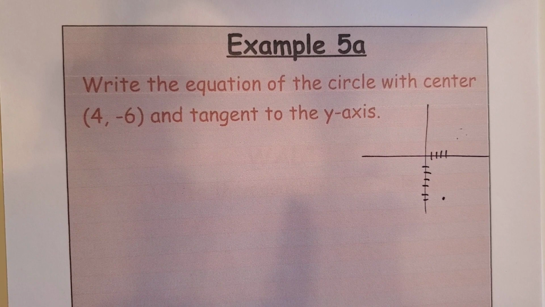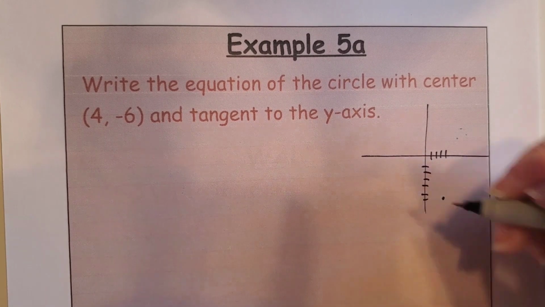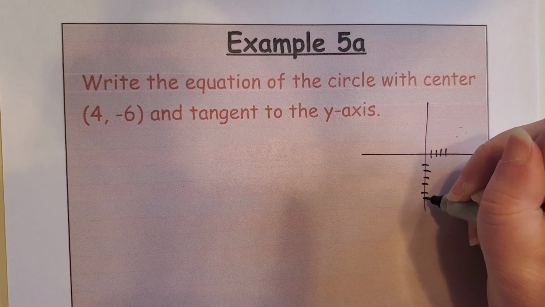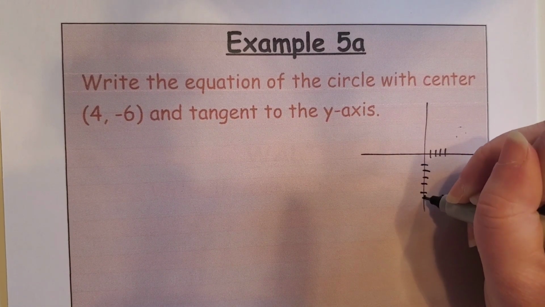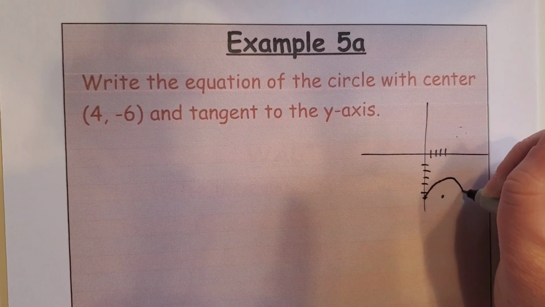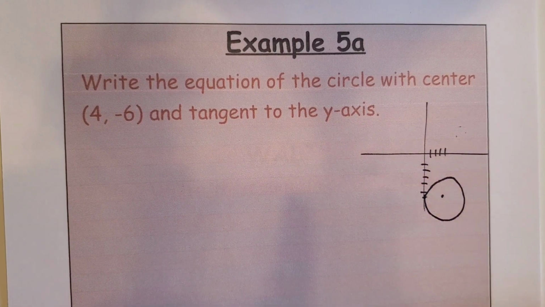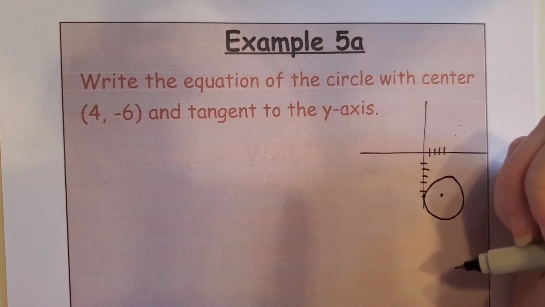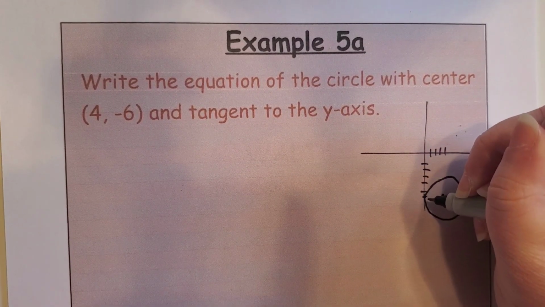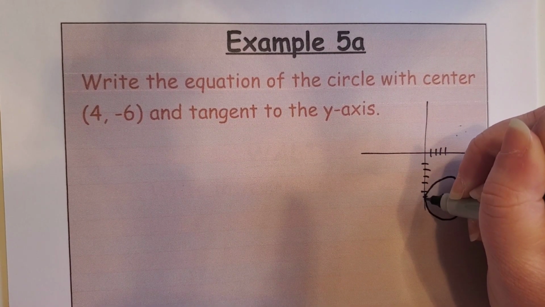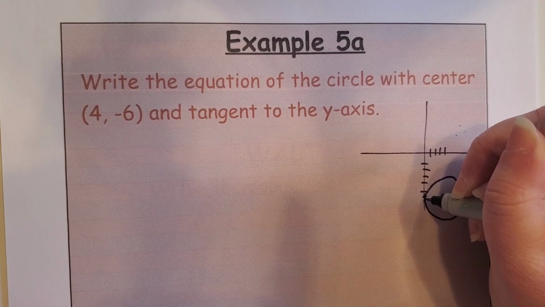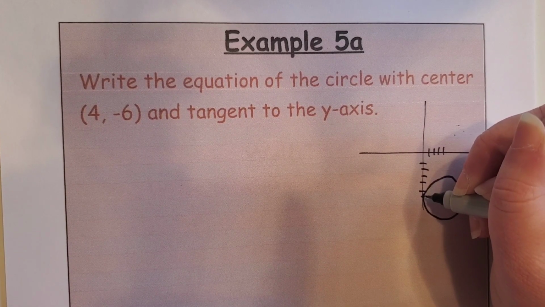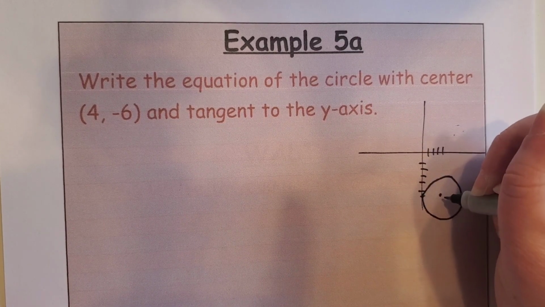There's your center. And if it's tangent to the y-axis, that's here this time. So here's the point where it touches, and there's your circle, sort of. So we know the point where the circle touches the axis. This is the point we want to find the distance between, that point and the center.